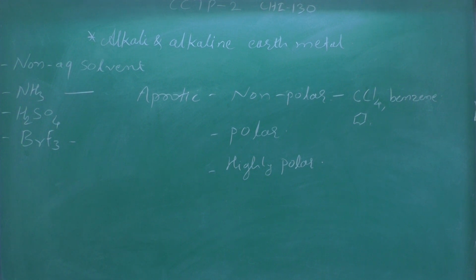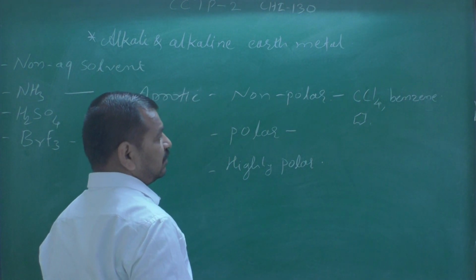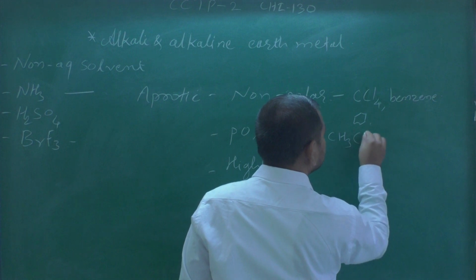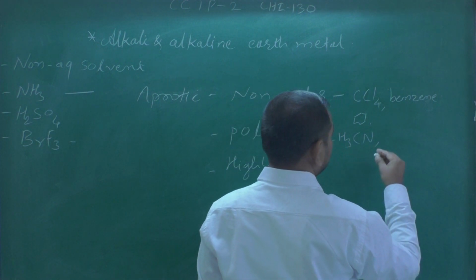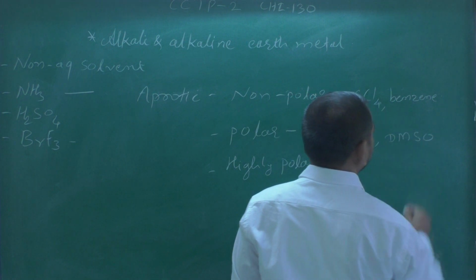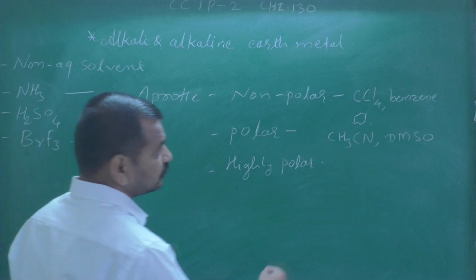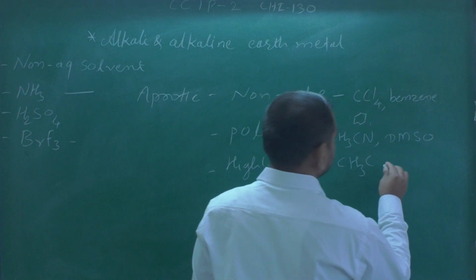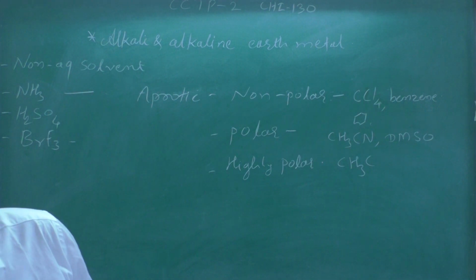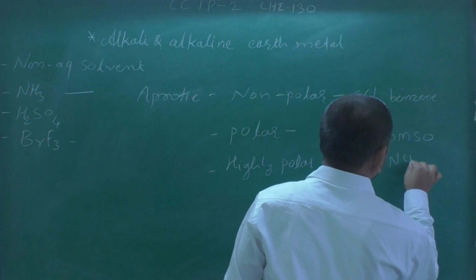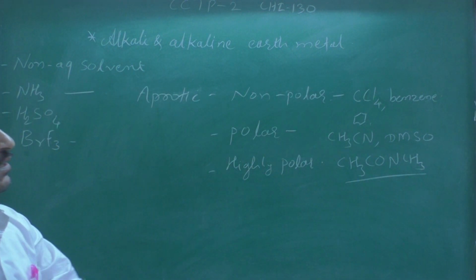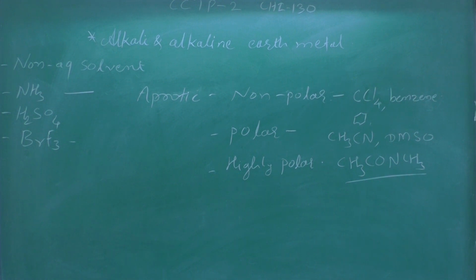Polar but not ionizable. Examples are acetonitrile, CH3CN; second, DMSO, dimethyl sulfoxide; and third, dimethyl acetamide, CH3CON(CH3)2. Dimethyl acetamide.